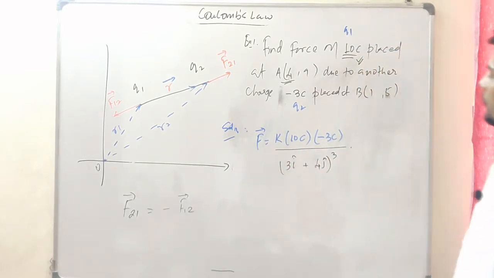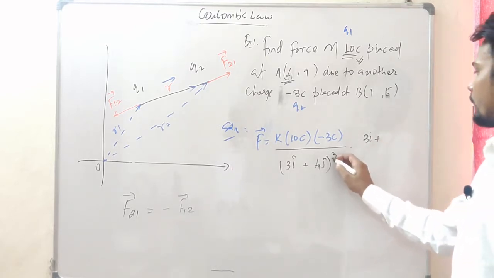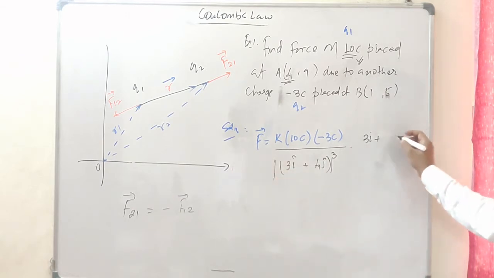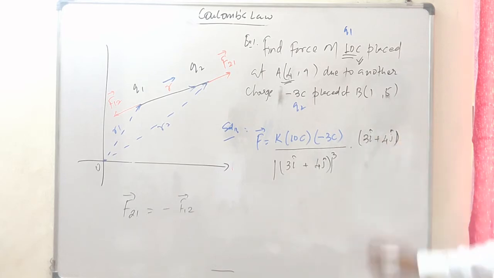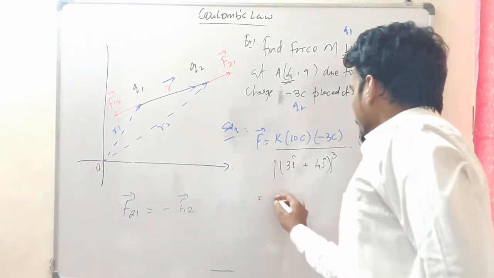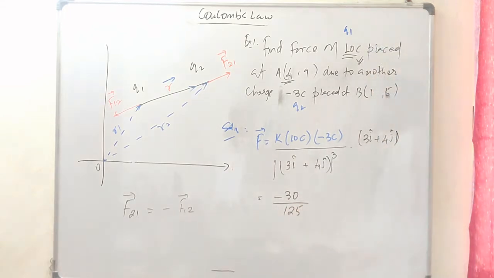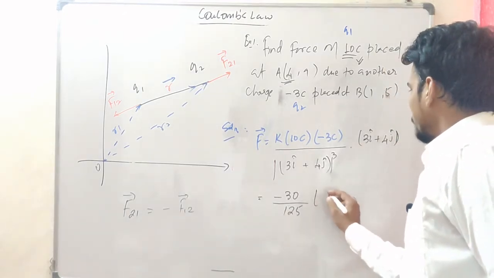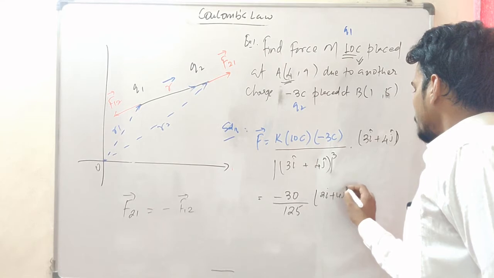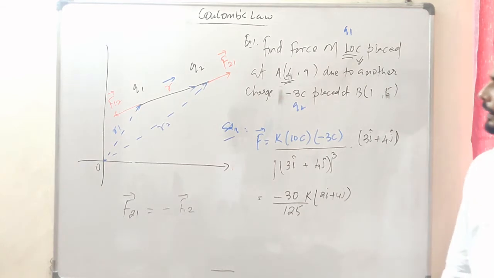Now we'll have the same 3i plus 4j cap, with its magnitude, of course, whole cube. Simple as that. R2 minus R1, this is my R2, this is my R1. So this should be negative 30, and this is going to be 125. The magnitude of this is how much? 9 plus 16 is 25, into 3i plus 4j. The rest is calculations. Of course, the k should be there. I hope this is clear to all of you.